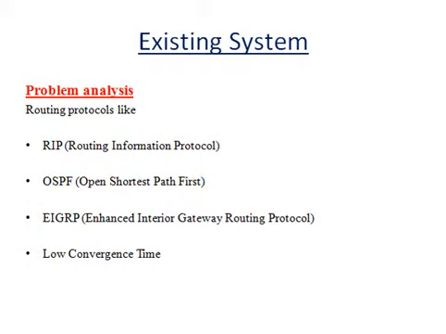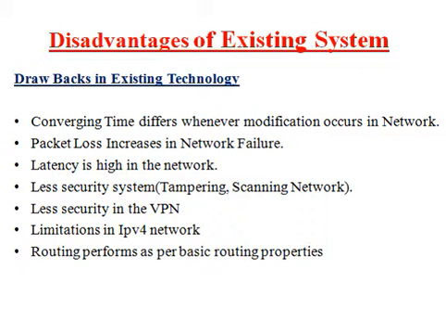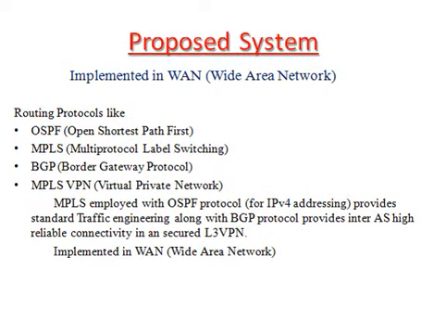Existing system problem analysis. In the existing system, protocols like RIP, OSPF and EIGRP all have slow convergence time. Disadvantages in the existing system: convergence time differs whenever modification occurs in the network, packet loss increases in network failure, latency is high in networks, less security, limitations in IPv4 network, and remote performance is fast per basic routing properties. Proposed system.